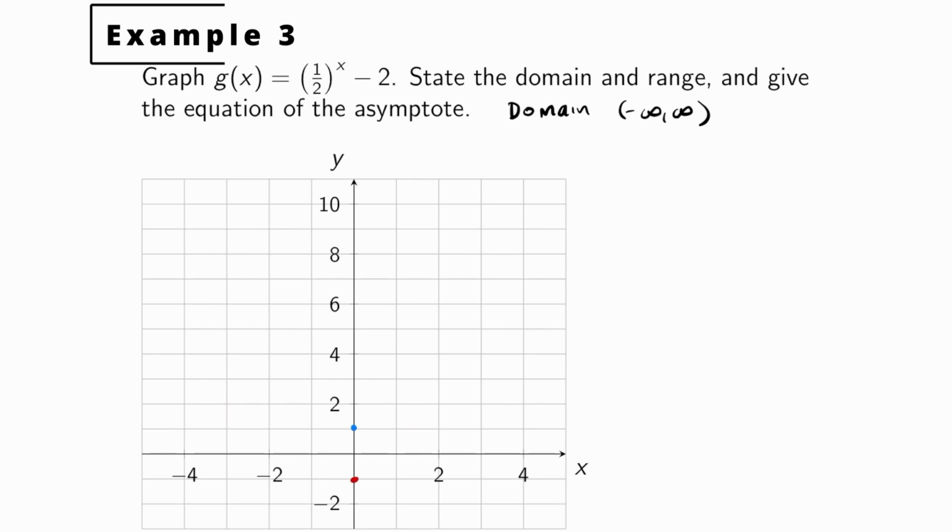The other thing is the x-axis was a horizontal asymptote for 1/2 to the x. When we shift the graph of 1/2 to the x down 2 units, which we do by subtracting 2, now the horizontal asymptote is going to be this guy right here. So I'm actually going to put that on the graph. I'm just going to do it in red here. So here's our horizontal asymptote.